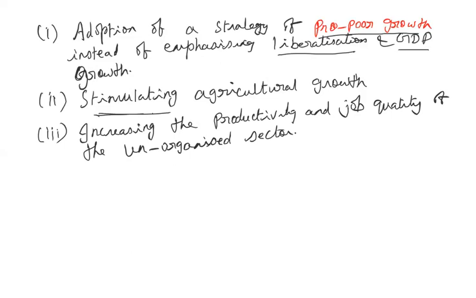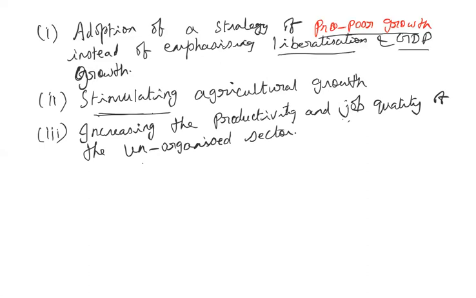Instead, the government can adopt rules and policies like minimum wages, proper working conditions, and proper timings, the same policies adopted in the organized sector, in the unorganized sector. If that is done, the productivity levels of the majority of people depending on the unorganized sector will keep on increasing. So that is increasing the productivity and job quality of the unorganized sector.